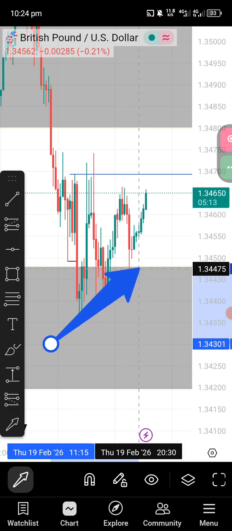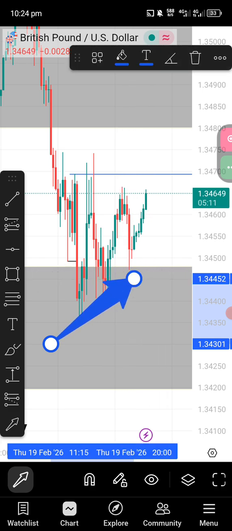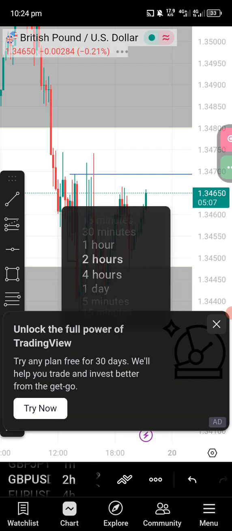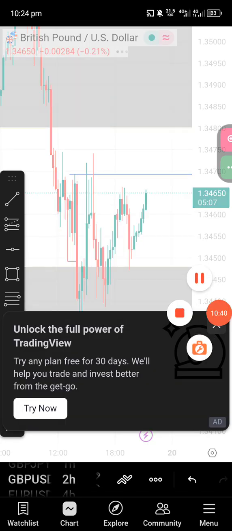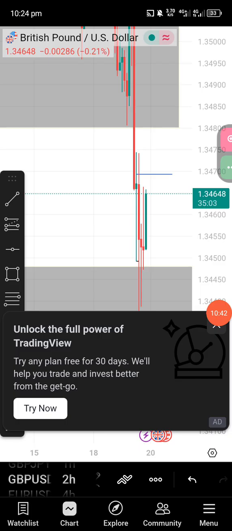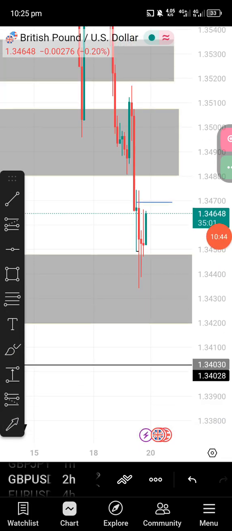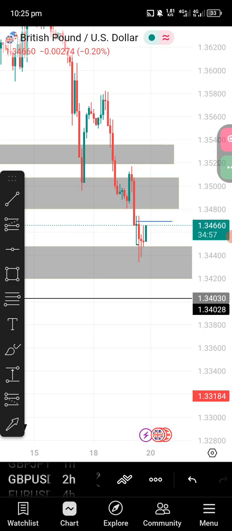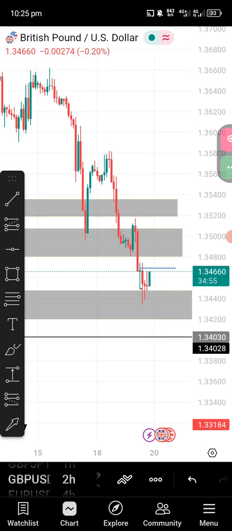I will position for a buy at that point, and at that level, that is where I will say that I am ready to buy GBP USD. So that is how it works. Very simple, easy peasy. So you can see, as long as GBP USD does not take out that lower high, then it is still very much bearish.